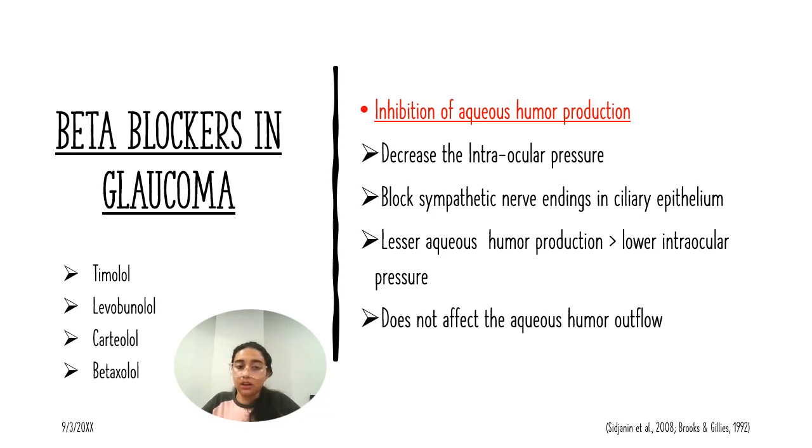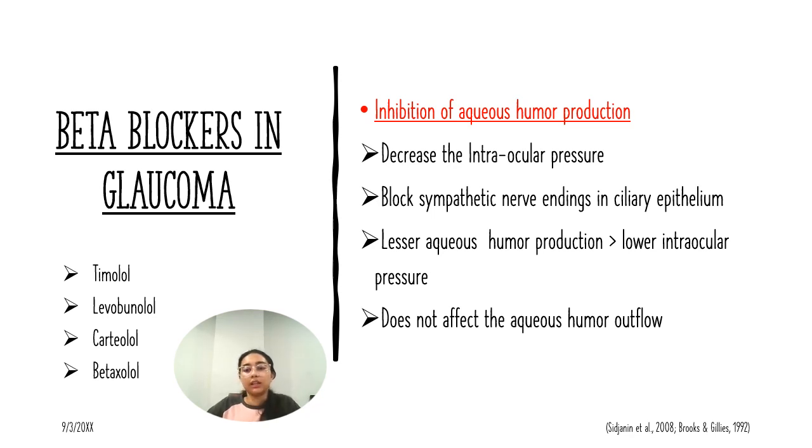Now focusing on diseases that are not cardiac related. The first disease is glaucoma. Beta blockers have shown great effects in the management and treatment of glaucoma. How it functions is it inhibits the aqueous humor production. In glaucoma, the aqueous humor production in the eyes is increased, which increases the intraocular pressure. Beta blockers inhibit the aqueous humor production by blocking the sympathetic nerve endings in the ciliary epithelium. Since the sympathetic effects in the ciliary epithelium are blocked, there is reduced aqueous humor production, which ultimately decreases the intraocular pressure. The lesser the aqueous humor production, the lower the intraocular pressure.